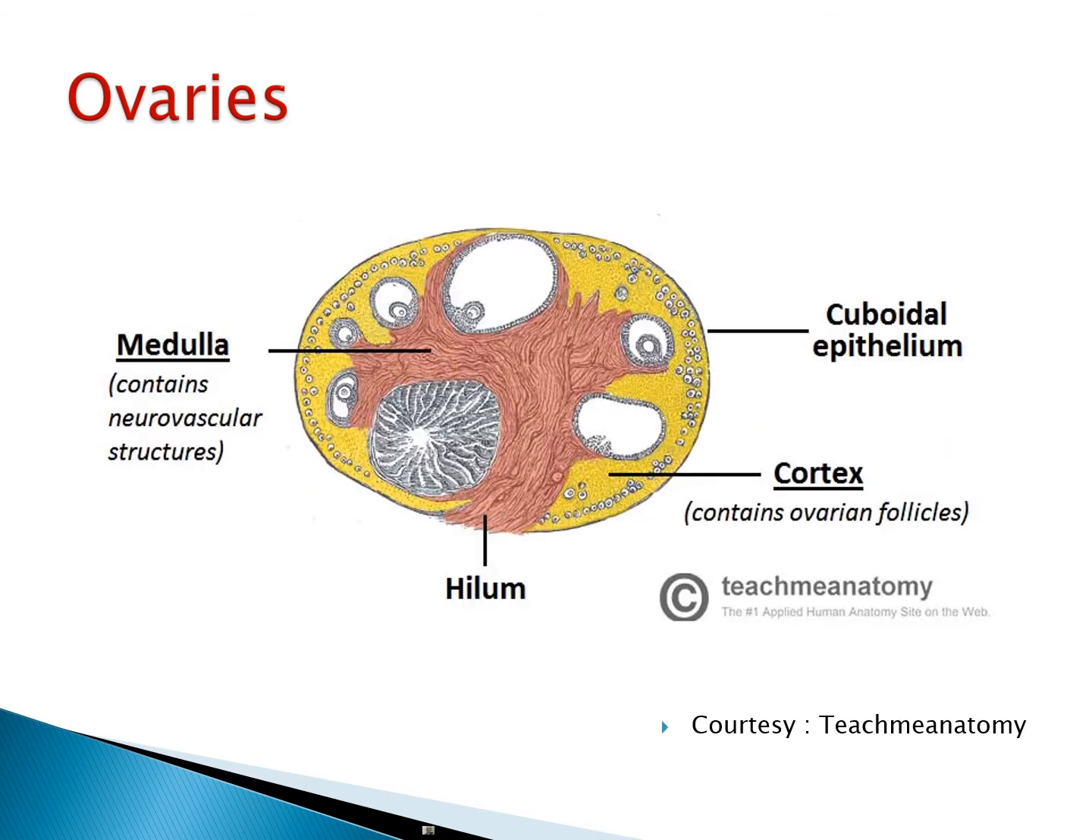Now coming to the diagram of an ovary. Here you can see the cuboidal epithelium which is covering the ovary. The outermost part is the cortex and the inner part is the medulla. Cortex is the region where the ovarian follicles and Graafian follicles are present, about which we will study in the coming slides. And this is the region where the neurovascular structure is present. Neuro, as we understand from the word, means nerves are present, and vascular means blood vessels are present. Hilum is the point from where nerves as well as blood vessels enter and leave the ovary.